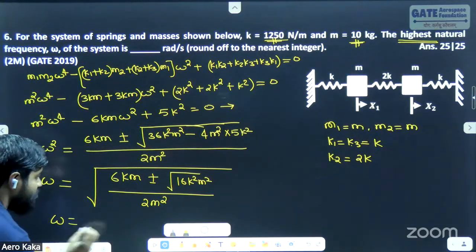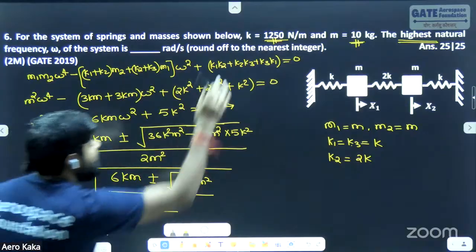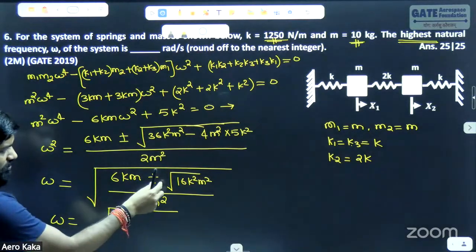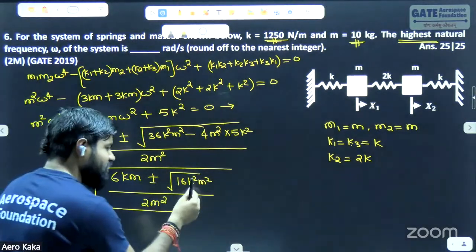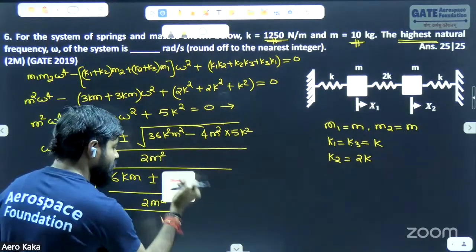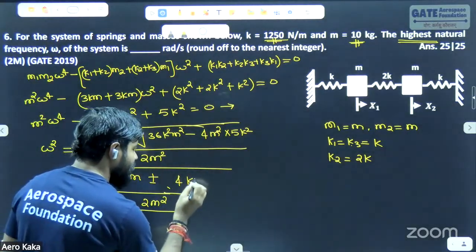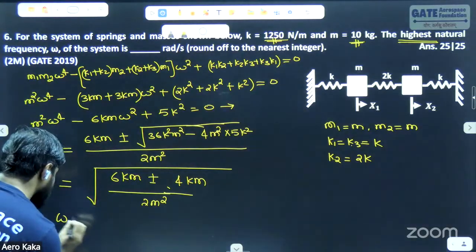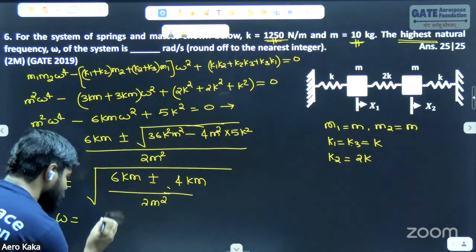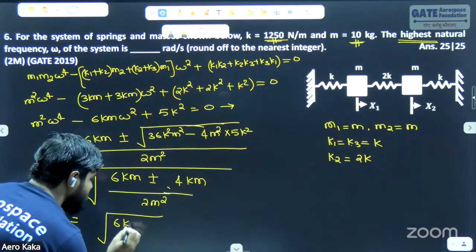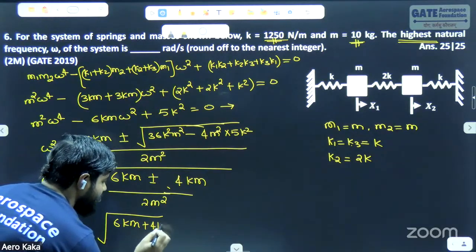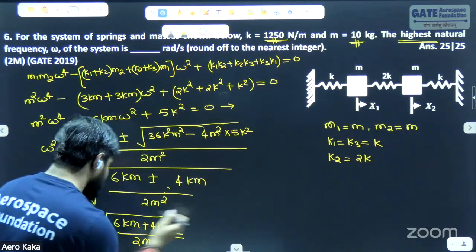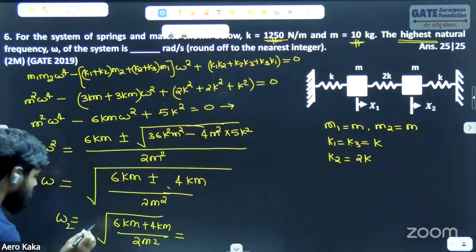Yes. If you simplify it further, how much will we get? Look, we will get two values. What is the root of 16 K square M square going to be? 4KM. Now we may have two values. One is positive. They are asking for the maximum, right? So I can write here 6KM plus 4KM divided by 2M square. This is the maximum, okay? So that's nothing but omega 2.